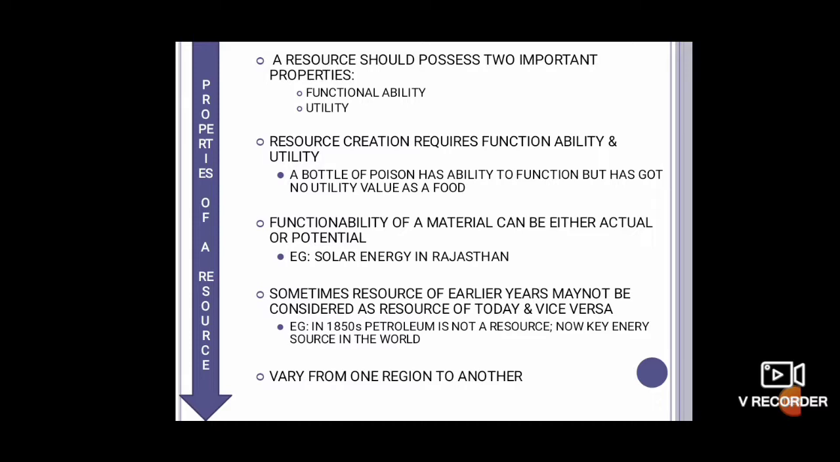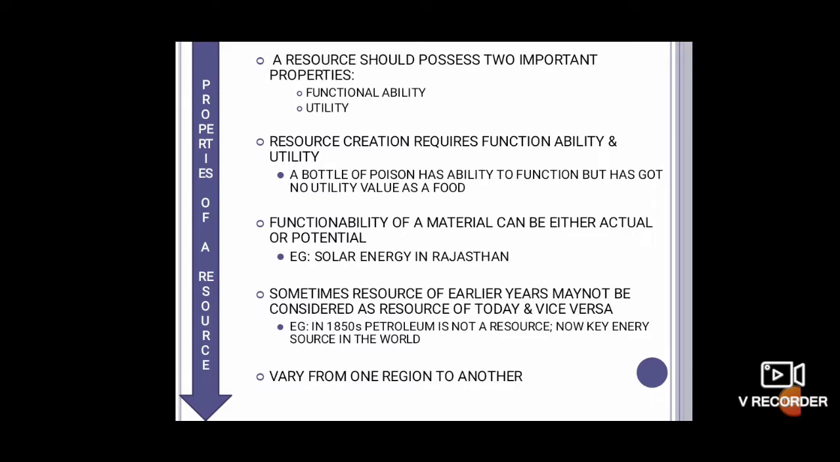The functionability of a material can be actual or potential. Consider the case of solar energy. It has high functionability. It can be used as an energy resource, and that too a highly non-conventional source of energy. At the same time, what happens in our country? We are not actually utilizing it to the maximum extent. Once we use it, it will become an actual energy. Otherwise, we can consider it a potential energy. So solar energy in Rajasthan is one example of a potential resource. Sometimes the resource of earlier days may not be considered a resource today and vice versa.